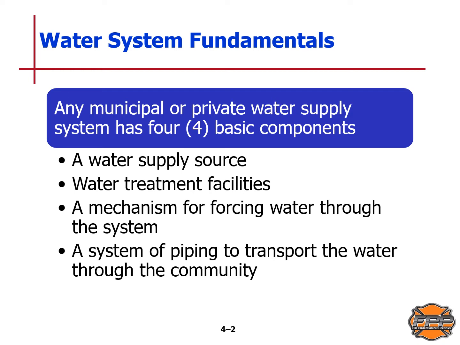Any municipal or private water supply system has four basic components: a water supply source, water treatment facilities, a mechanism for forcing water through the system, and a system of piping to transport the water through the community.